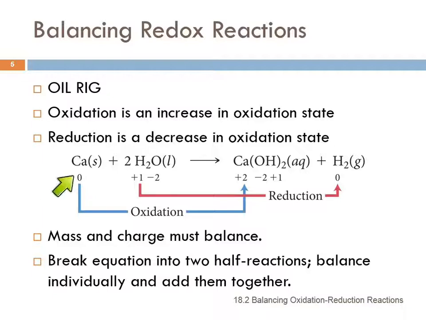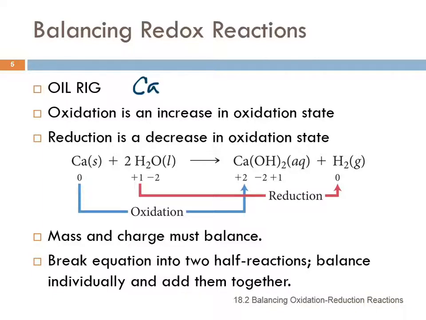So if we look at this example, here we have calcium reacting with water to form calcium hydroxide and hydrogen gas. And if we look at the oxidation states of calcium, here calcium is an element, and so its oxidation state is 0. Over here, calcium is a 2+ ion, so it has a +2 oxidation state. So it went from 0 to +2. That's an increase in its oxidation state. And so that's oxidation.